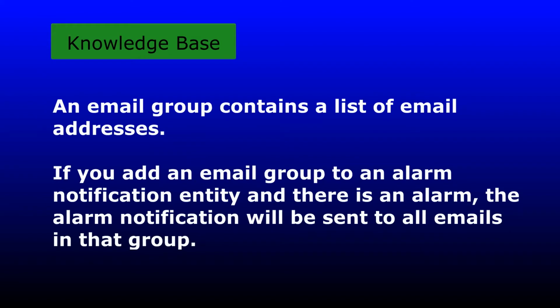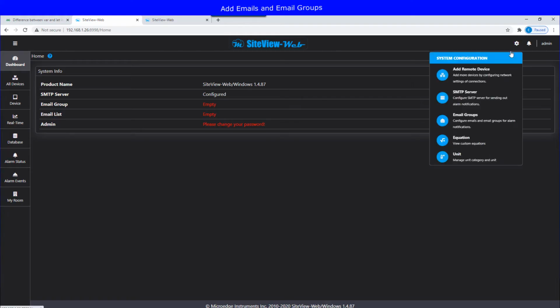Add emails and email groups. An email group contains a list of email addresses. If you add an email group to an alarm notification entity and there is an alarm, the alarm notification will be sent to all emails in that group. Go to the email group page.